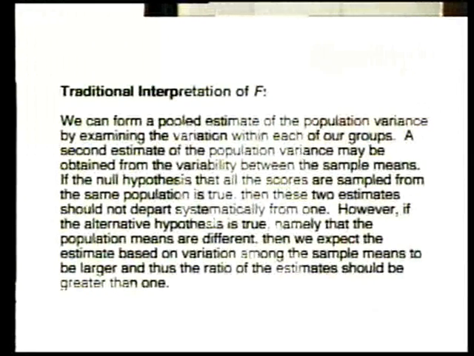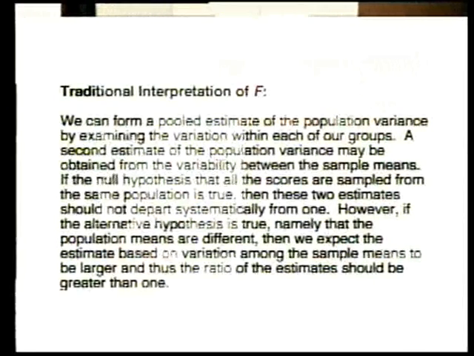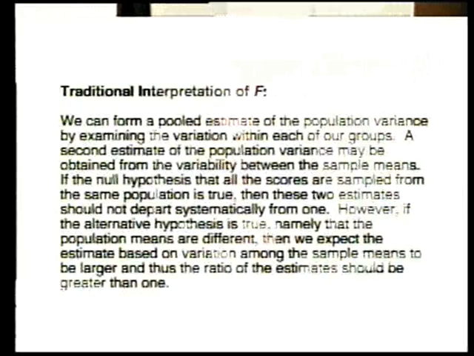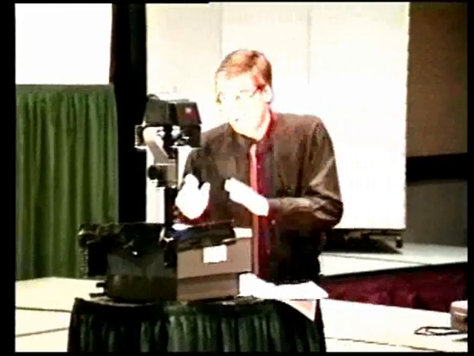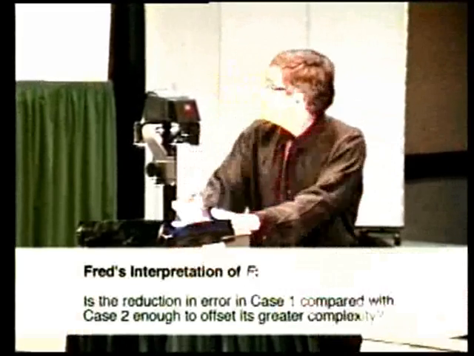However, if the alternative hypothesis is true, namely that the population means are different, then we expect the estimate based on variation among the sample means to be larger, and thus the ratio of the estimates should be greater than 1. As someone who's taught stats, this is what I try to get my students to understand, and they're often confused.